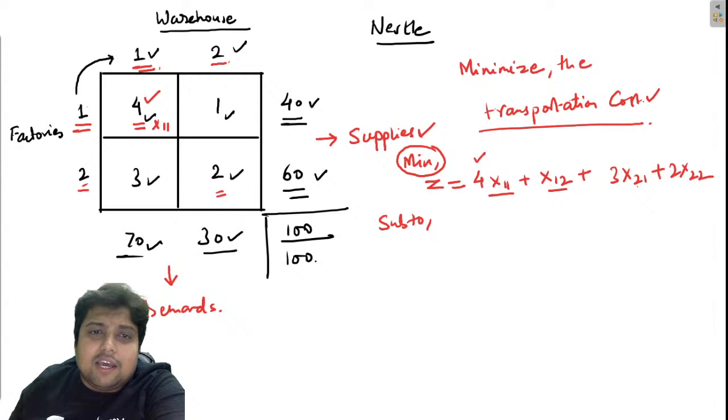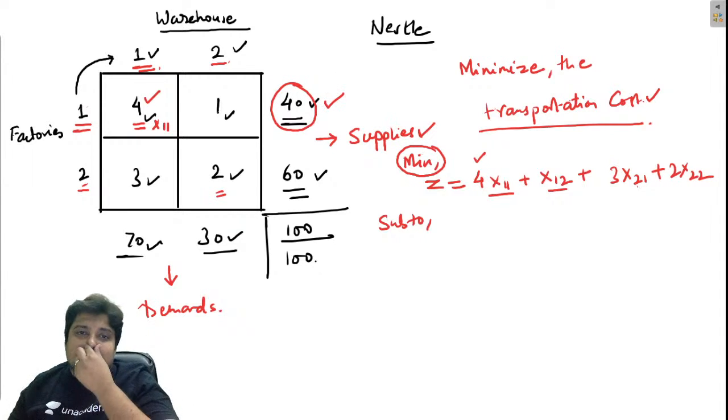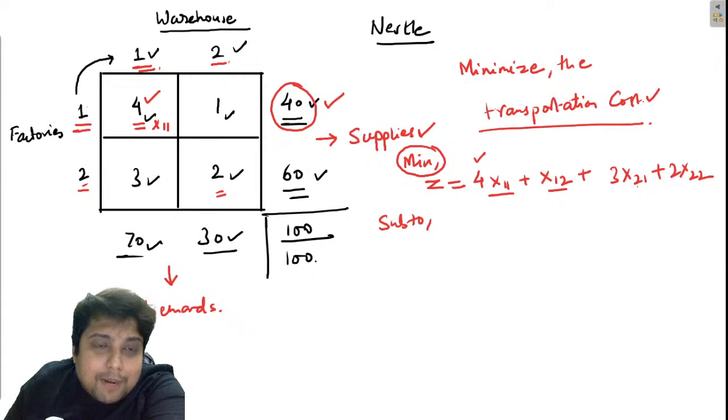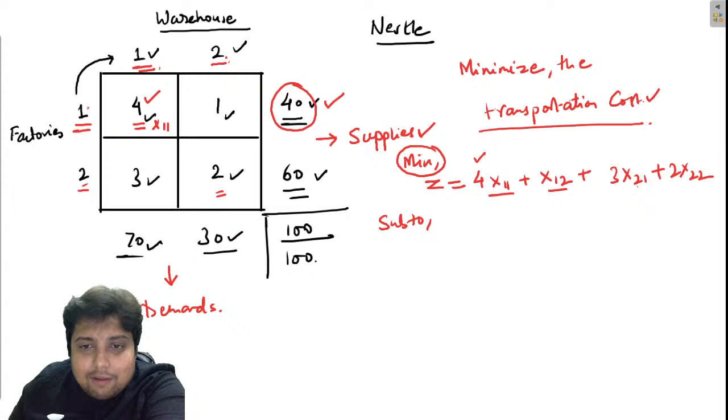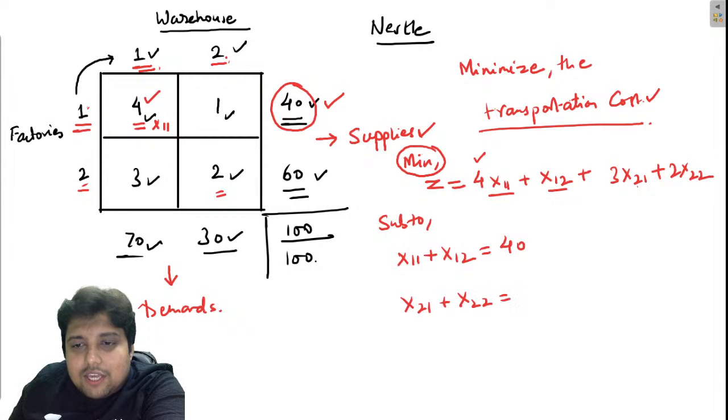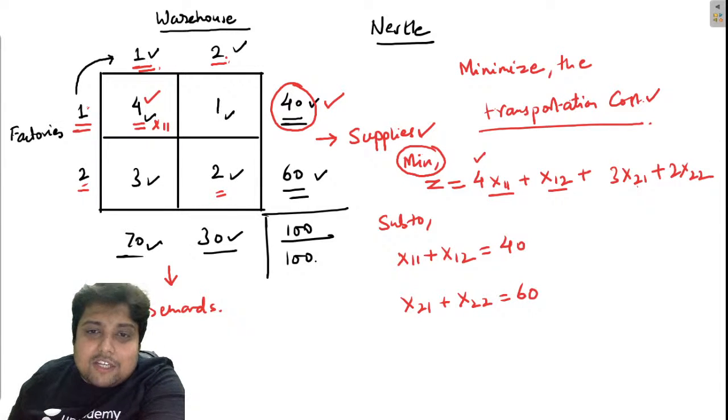So the constraints here will be: because factory 1 is producing 40 units, the capacity or the supply that factory 1 can provide is 40 units, then whatever product we ship from factory 1 to warehouse 1 plus from factory 1 to warehouse 2, that means x11 plus x12, will be equal to 40. Because if factory 1 is producing 40, then total 40 units will be transported to warehouse 1 and warehouse 2. Similarly, I will write x21 plus x22 is equal to 60.